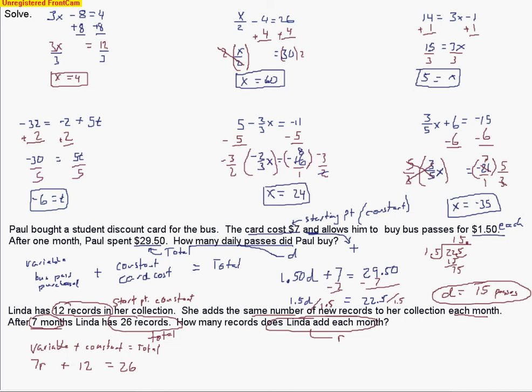So now we're ready to solve. The way we're going to do that is just opposite operations. So I'm going to take away the 12 from both sides. What I'm left with is 7r equals, do some subtraction there, that makes 14. So now I'm ready to divide by 7 on both sides, and that gives me my answer of r equals 2. So 2 records. That's how many she buys each month.